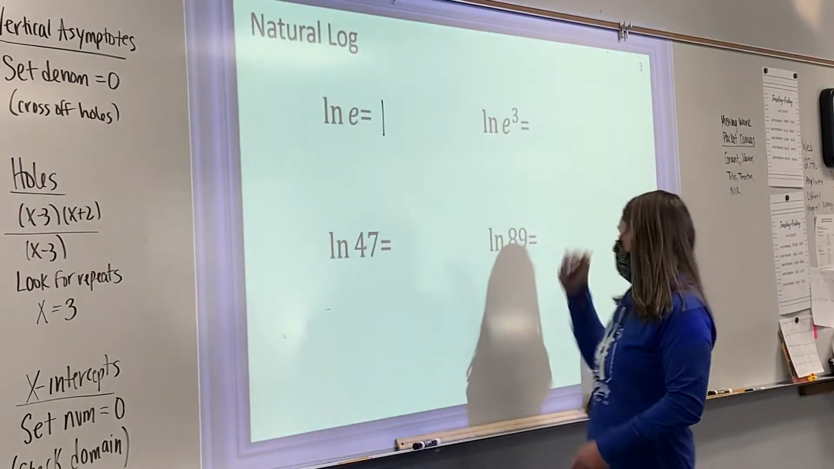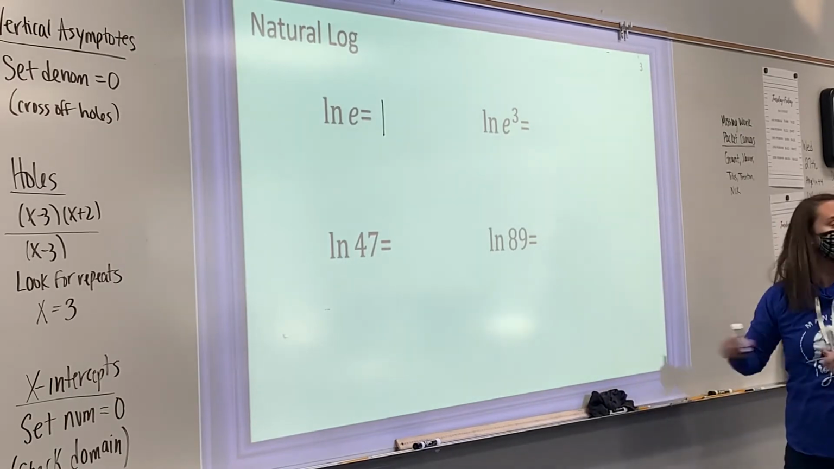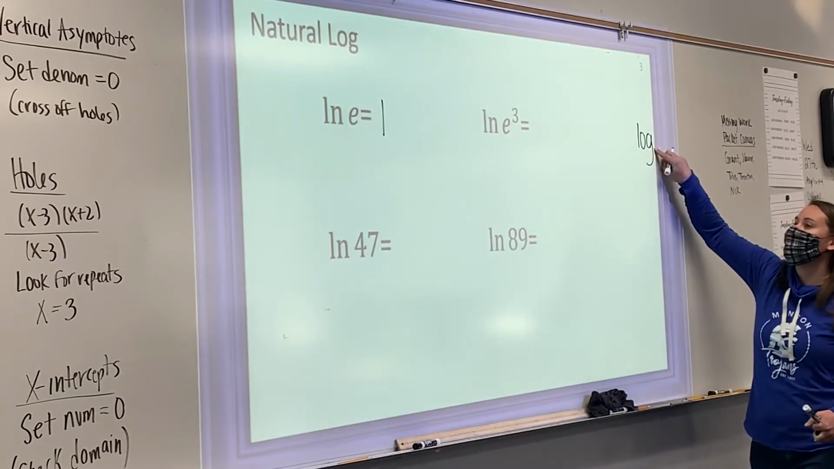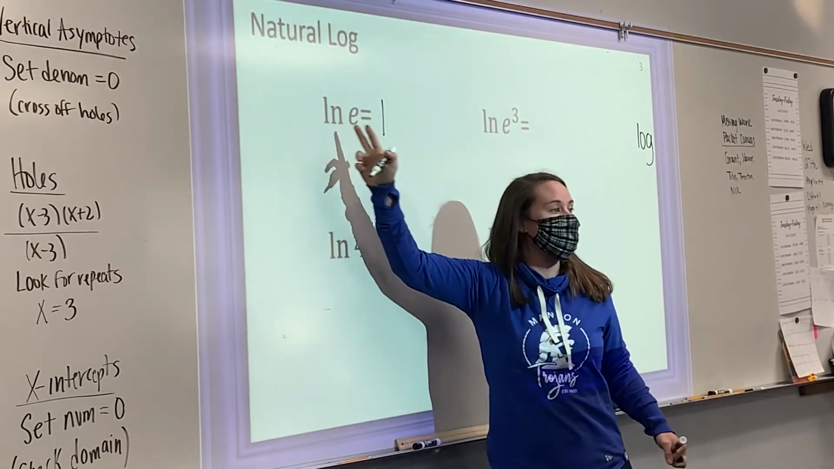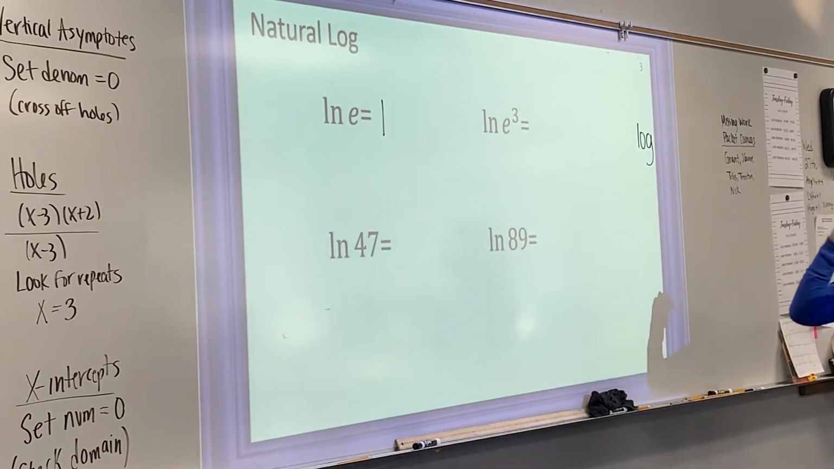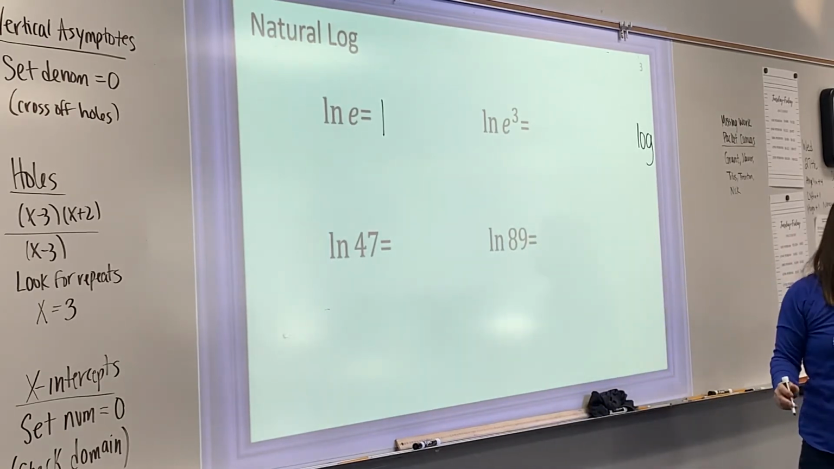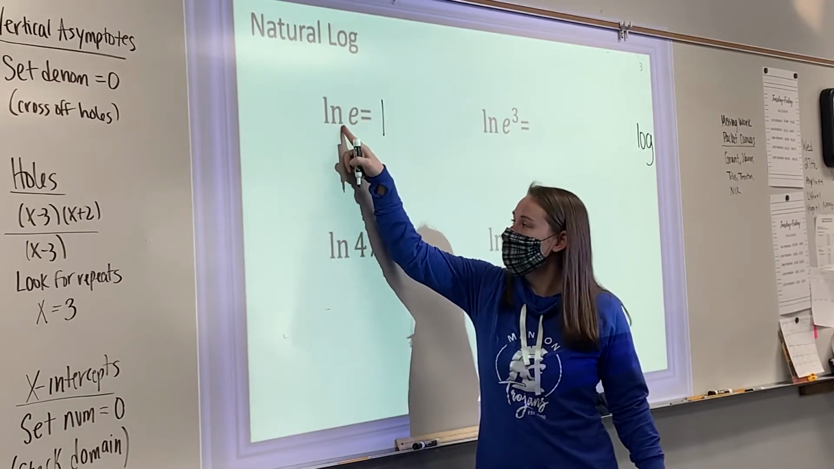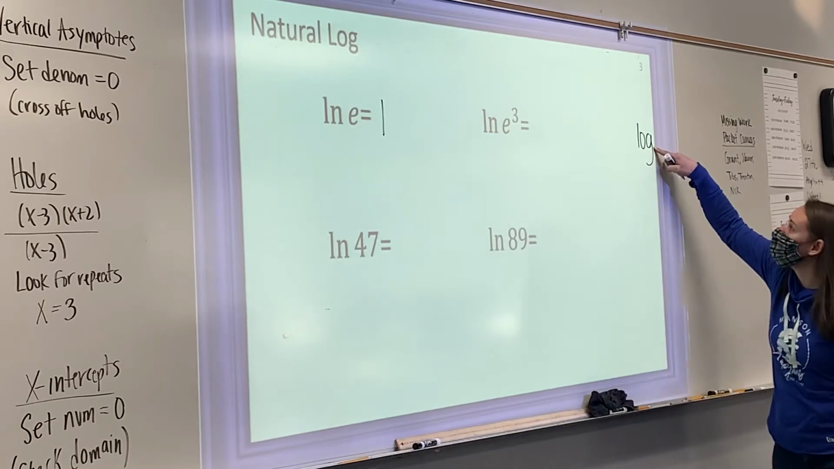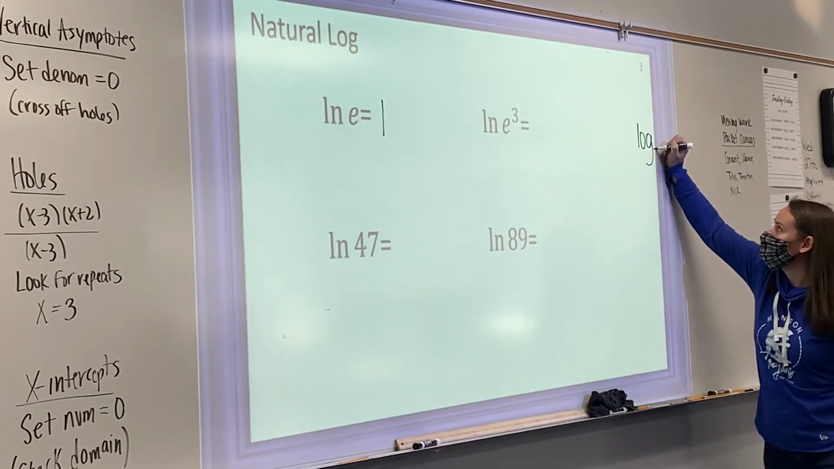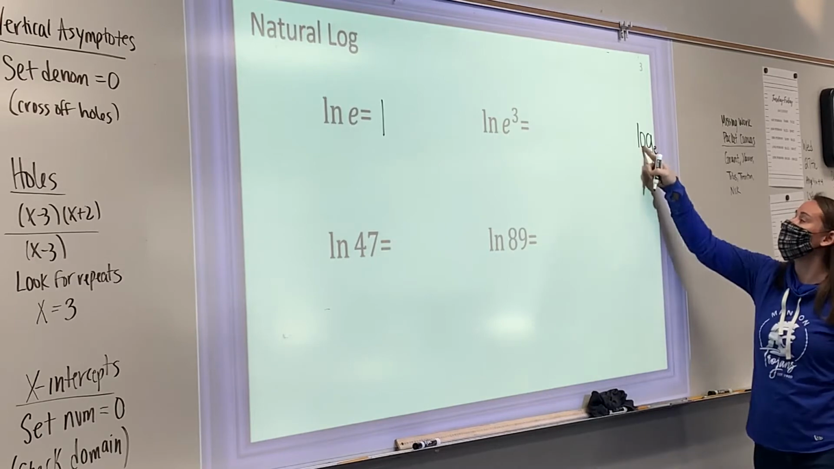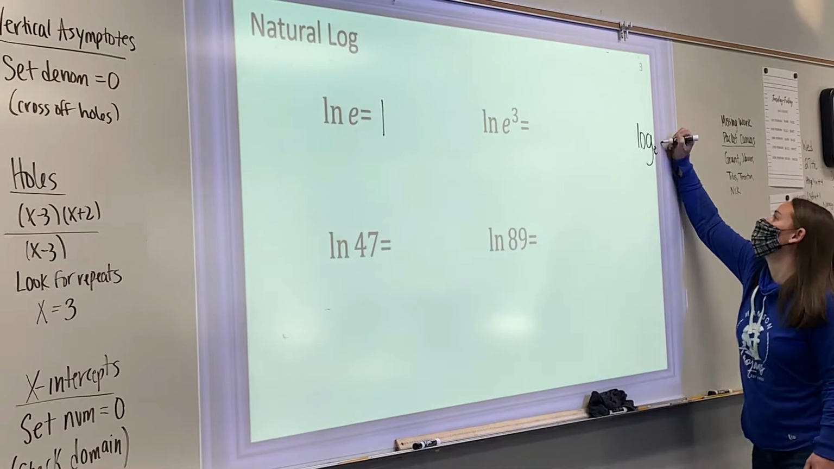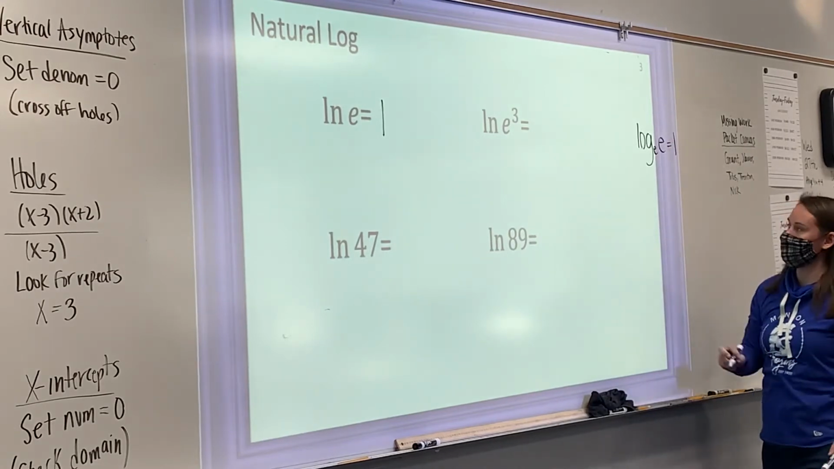Well, again, I'm going to rewrite this over here. ln is the same thing as saying log base what? Look at your notes. I'll say the question again. ln can be written as log base what? E. Thank you. So this problem is saying log base E of E is equal to 1. Is that true?